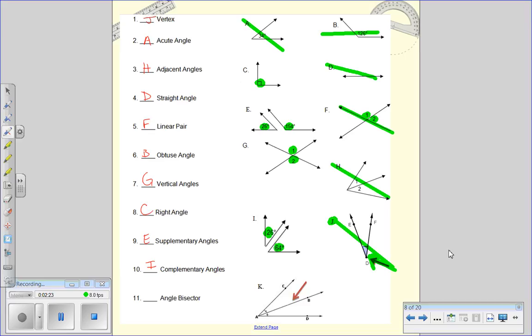And an angle bisector, I notice that I have a picture that has an arrow pointing to a ray, and in this picture I can see that it created two congruent angles, and so that is our angle bisector, that is K.